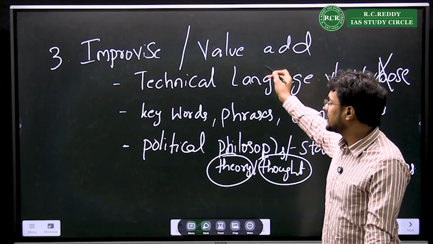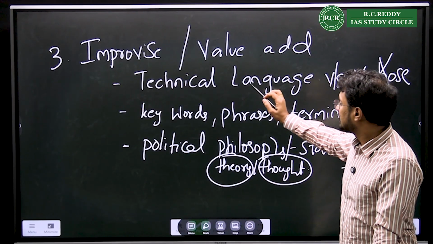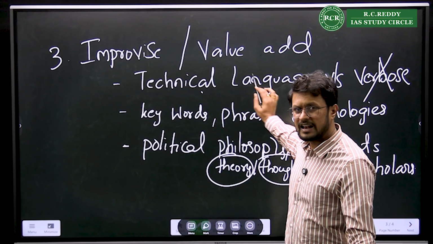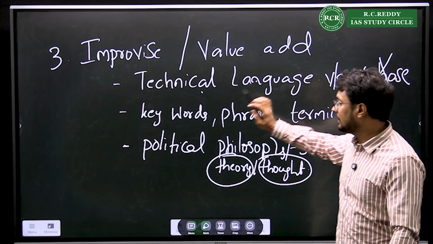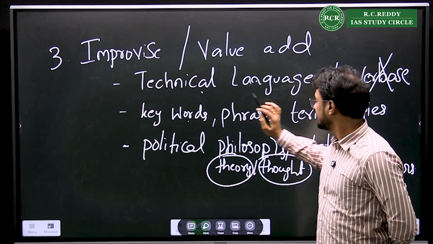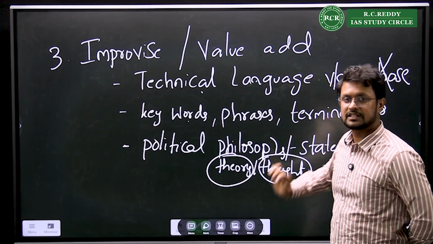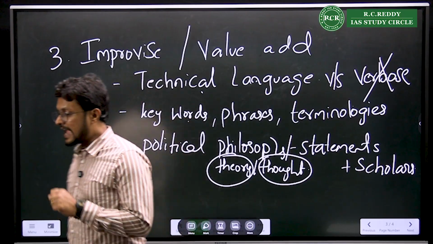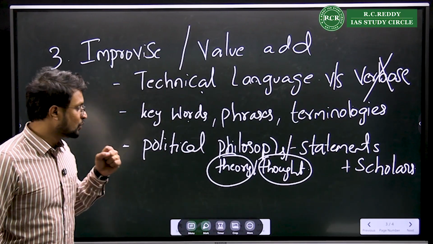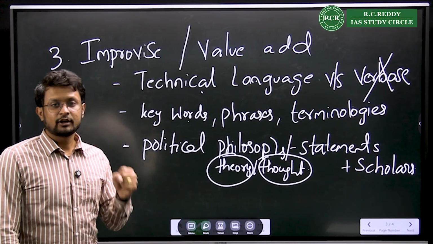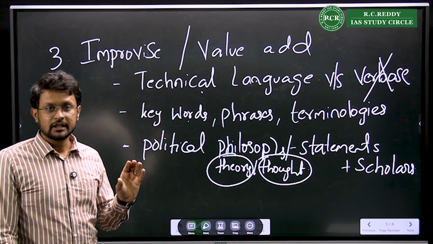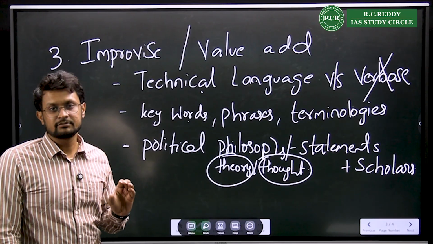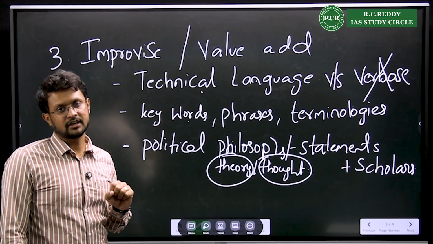What I mean by improvisation or value addition is, try to see that you are using technical language rather than a lot of verbose, right? Second, focus on keywords, phrases and terminologies. Next, try as much as possible to use political theory, philosophies or thought here to substantiate your argument. And if you can use scholars' names, it will be a double advantage for you.